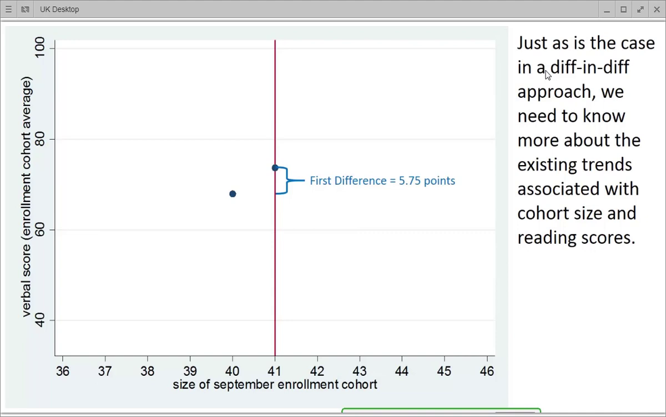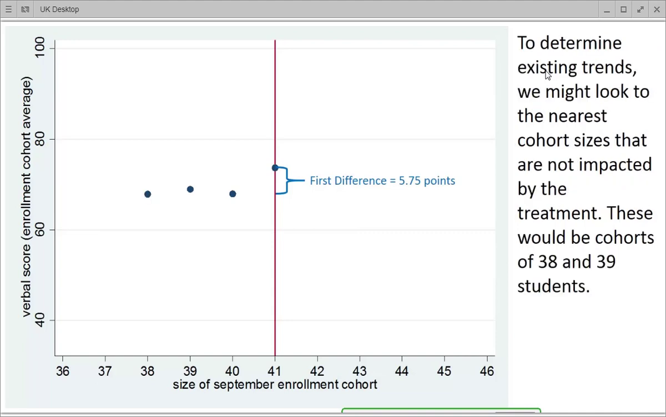In other words, there's other data trending out here which may influence the trend of test scores as cohorts get larger. And similarly on this side, other data out in here that may influence the trend of test scores, again, as cohort size gets larger. So to determine these existing trends, we could start by looking further back at a cohort of size 38 and a cohort of size 39. Now these individual cohorts, again, I've got the means of all the classrooms.